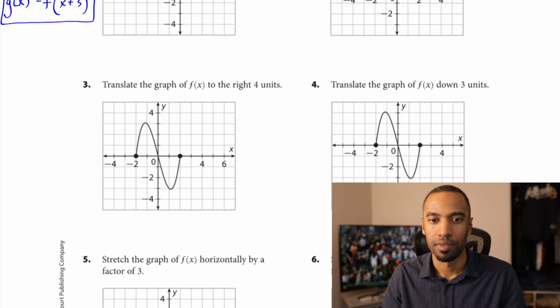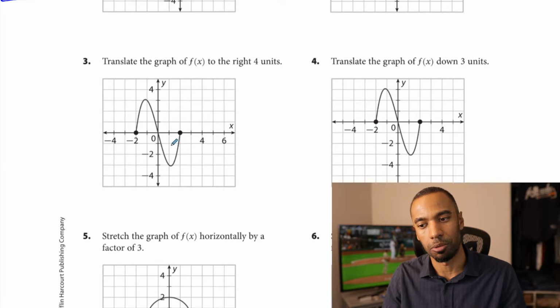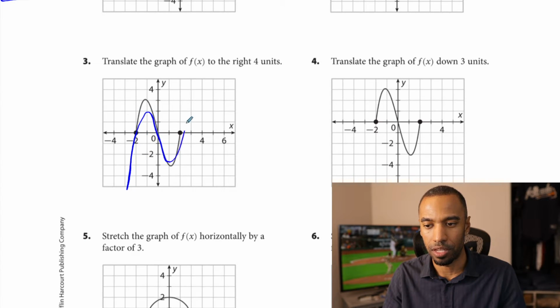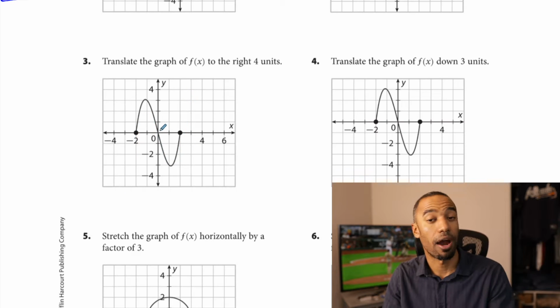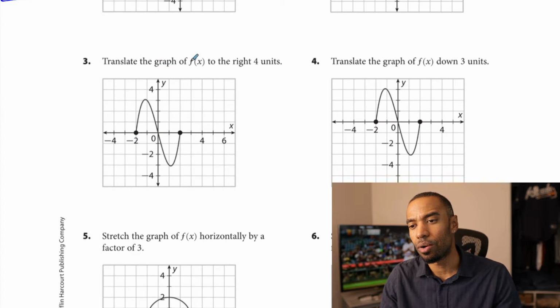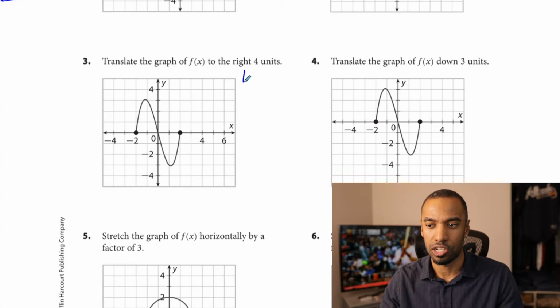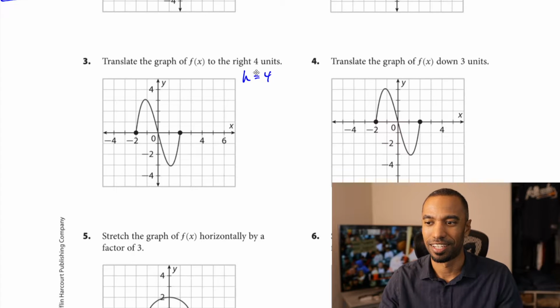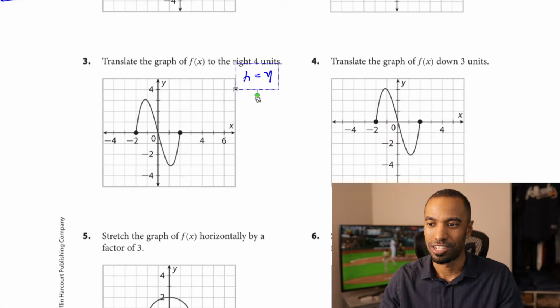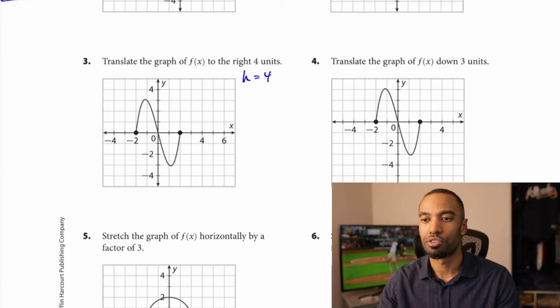Okay, number 3. Number 3 represents to me what looks a little bit like a cubic function if it kept going. Cubic functions can have the power to do that. Translate the graph of f of x to the right 4 units. So this goes back to the h idea again. This time it looks like h would be 4. And this is fun. H is 4.